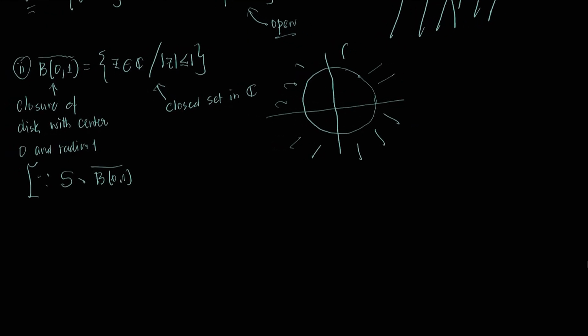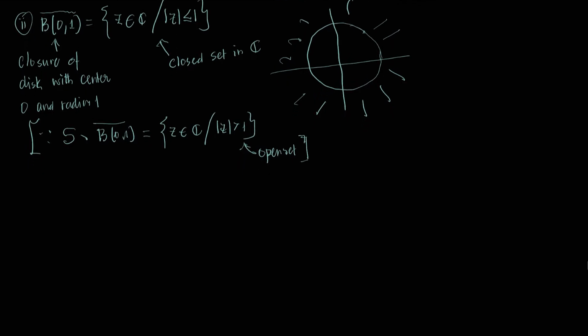That complement is nothing but the set of all those z in C such that mod z is greater than 1. Clear? So this is what? This is an open set. Open set, so the complement is going to be closed. I hope this is clear. Now, these are the general kind of sets which we are really interested in this course.